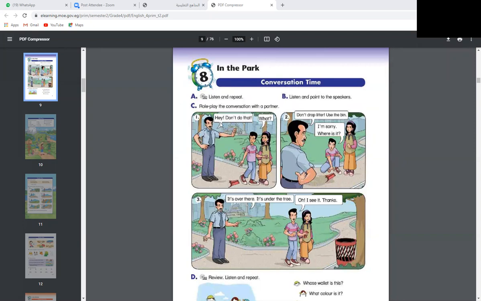Here we have a conversation between a man, a boy and a girl.